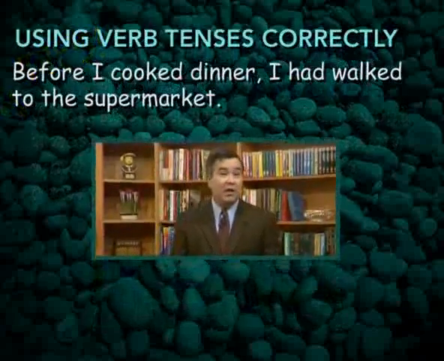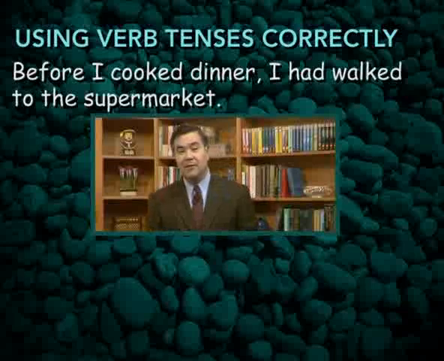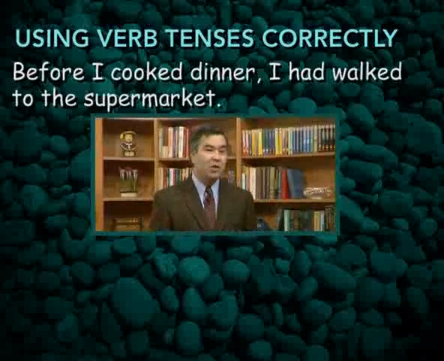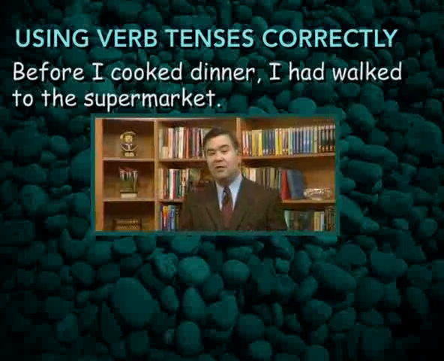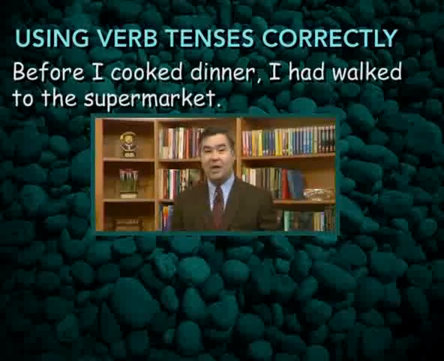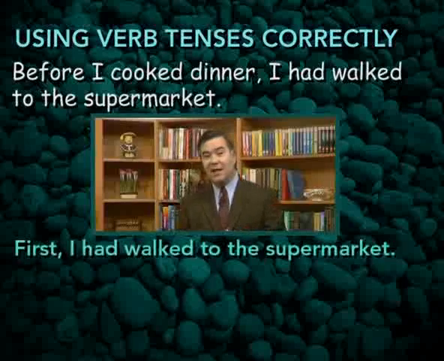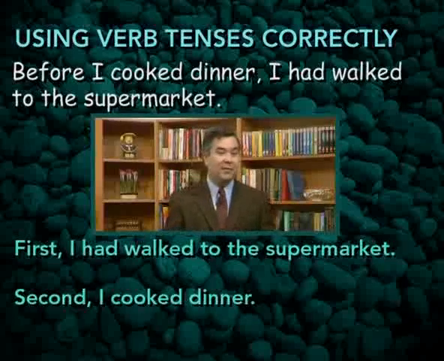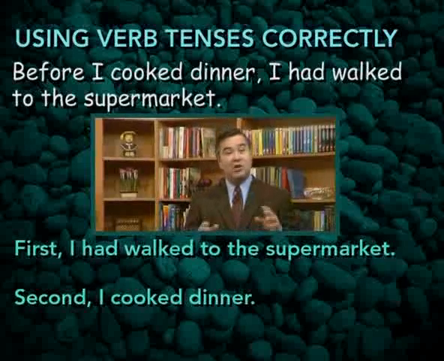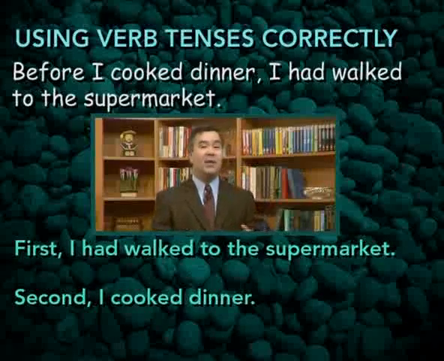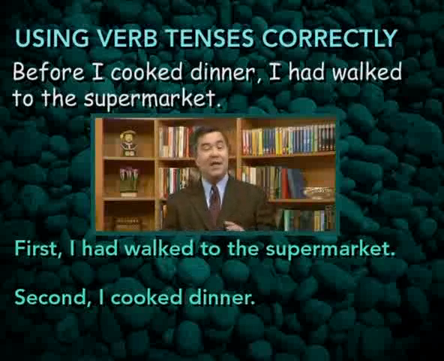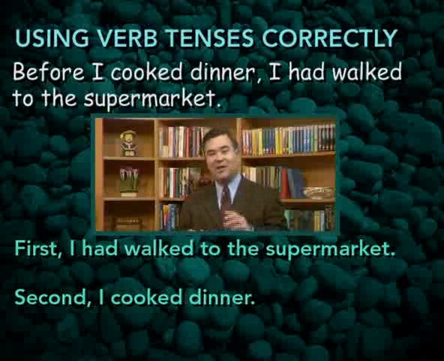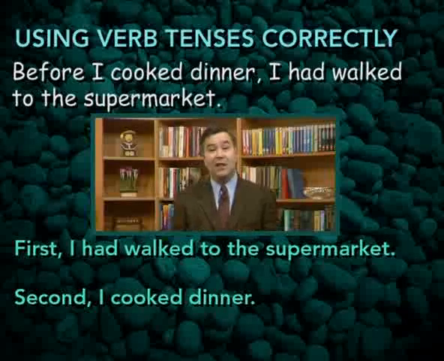Before I cooked dinner, I had walked to the supermarket. In this sentence, 2 actions are described, cooking dinner and walking to the supermarket. What's the sequence of events? Which happened first, which happened later? Well, the first thing that I did was walking to the supermarket. The second thing was cooking dinner. Both are past events, so the proper way to show the time sequence here is to put one event in the past and the event that happened before that in the past perfect tense. And that's done correctly in this sentence.